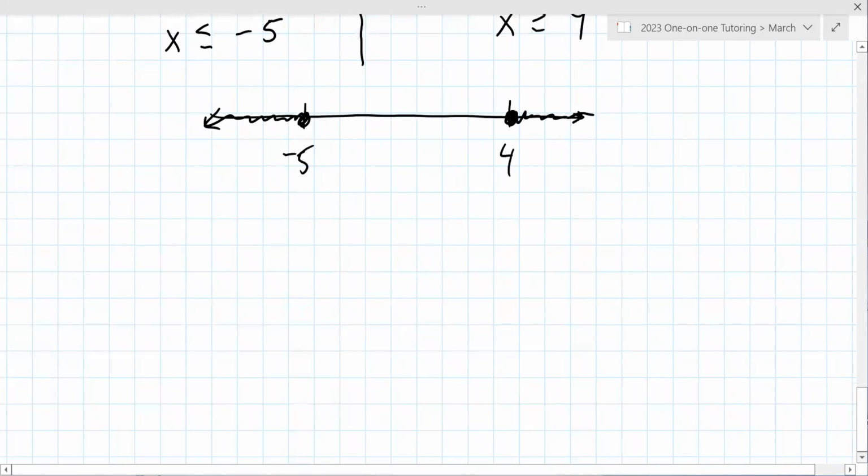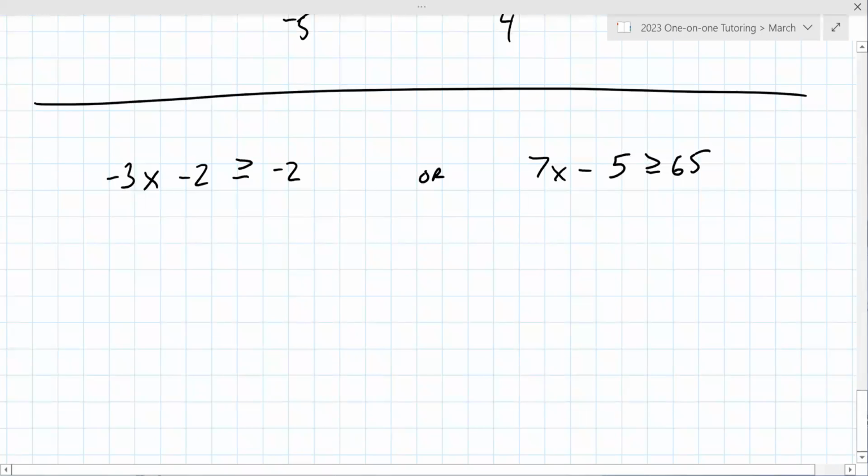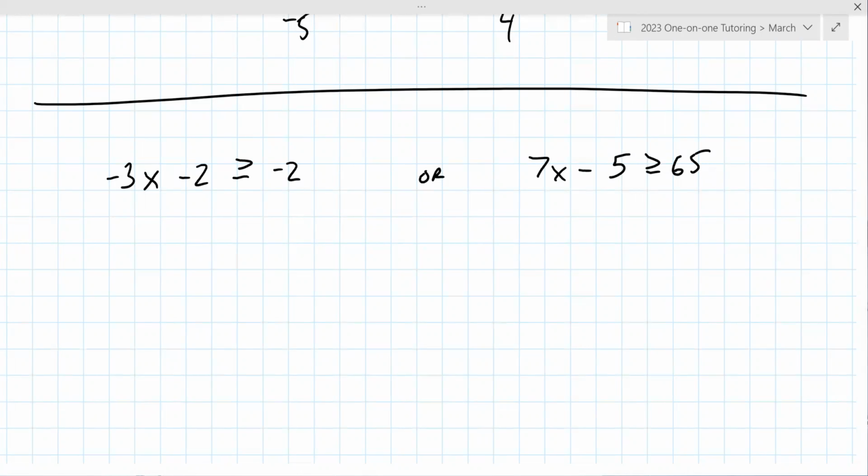And this time, we'll just switch it up a little bit. -3x minus 2 greater than or equal to -2, or 7x minus 5 greater than or equal to 65. So go ahead and try this. The one on the left's got a little thing that might trip you up, but we'll talk about it if needed. Okay.